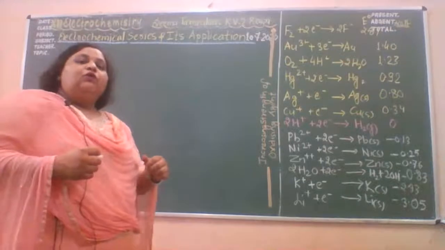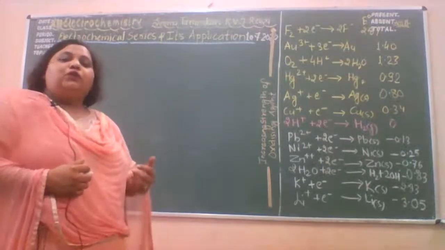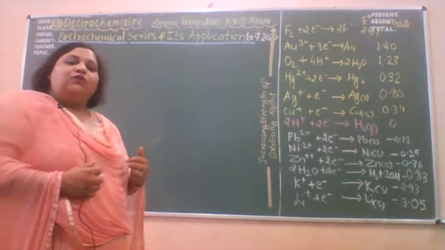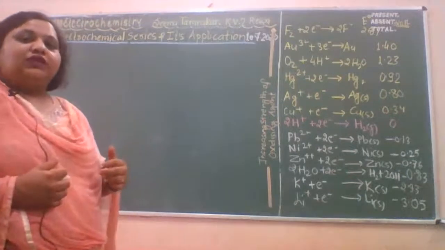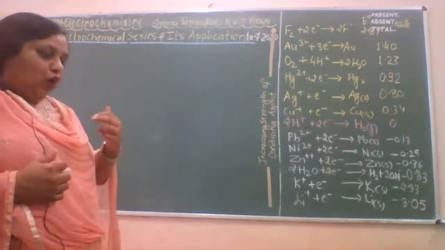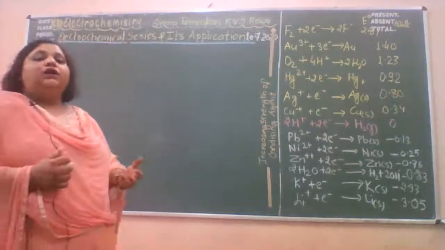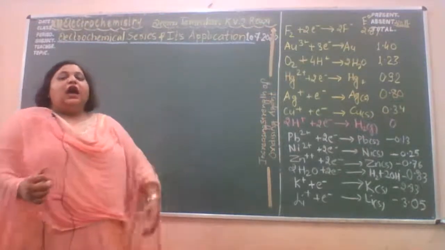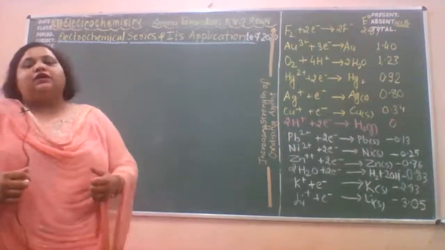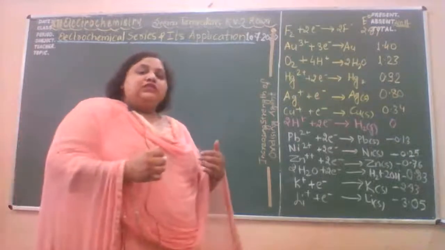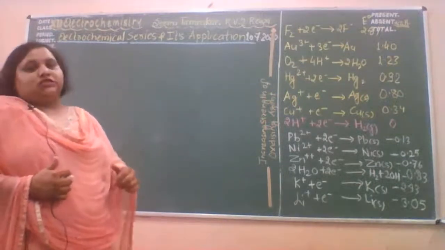In the beginning, when I started this chapter, I introduced you all to the electrode potential. Two terms I have used: one is the oxidation potential and the other is the reduction potential. At that time I taught you that IUPAC, the International Union of Pure and Applied Chemistry, has now set the standard rules. As per this standard rule, the potential is always written in terms of reduction.